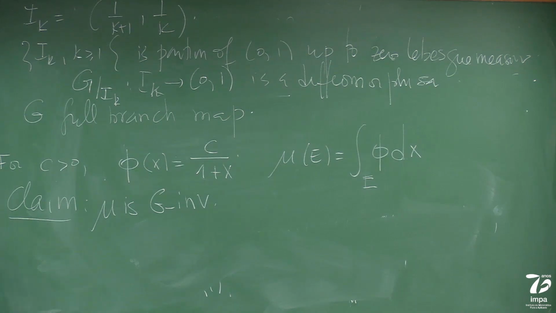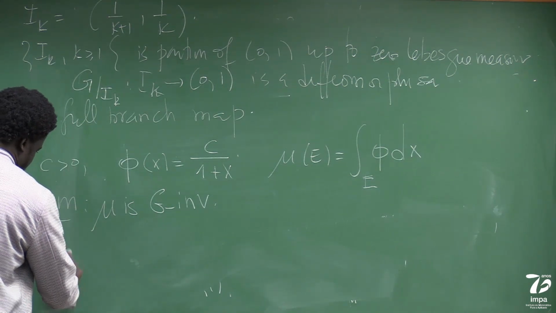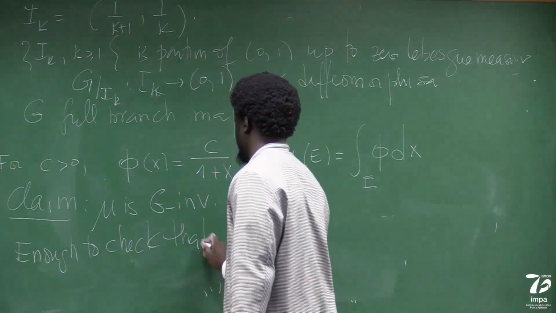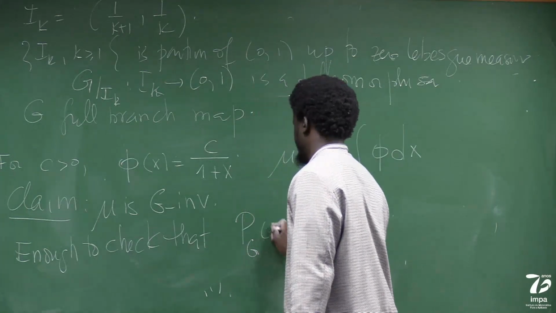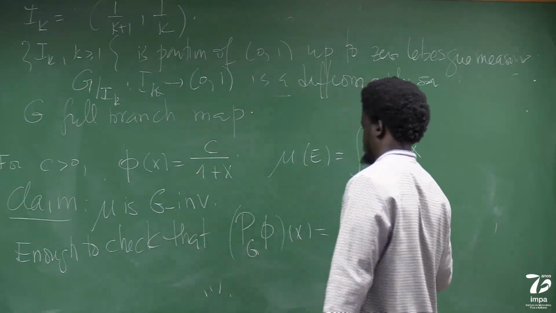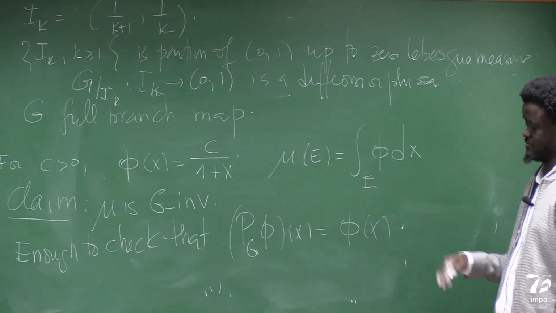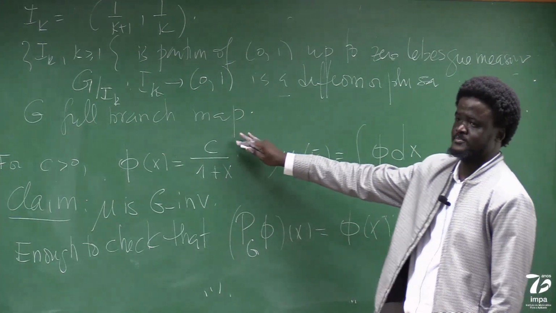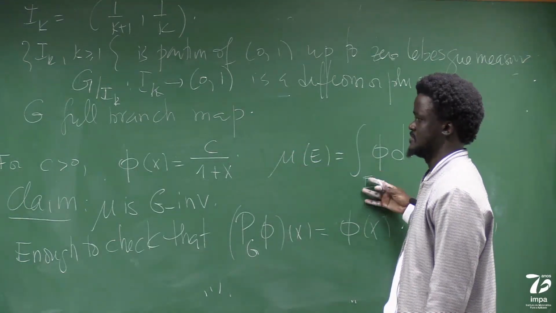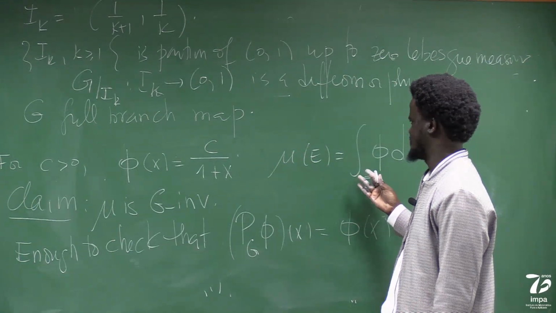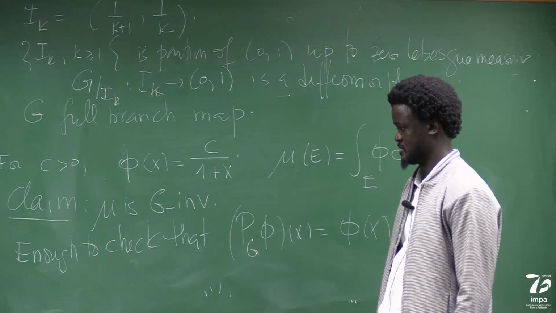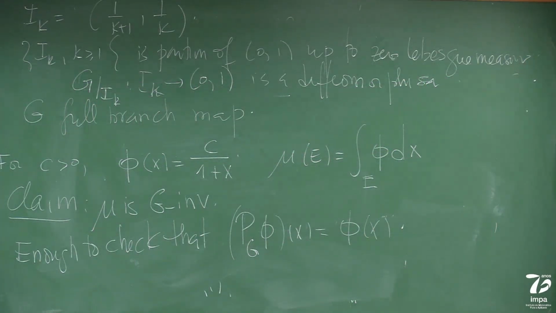So to prove that it is enough to check that Pg of phi at x equals phi at x. Okay? This C is put here just to normalize it afterward, to make the integral be 1. I think it will be something like log 2 at the end, just to have that this measure is a probability measure. You can find what C is.